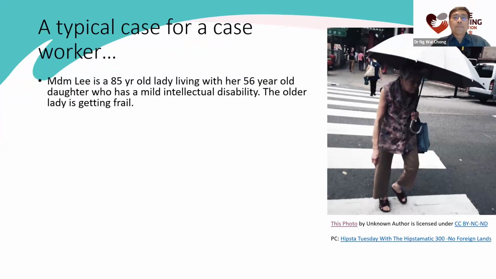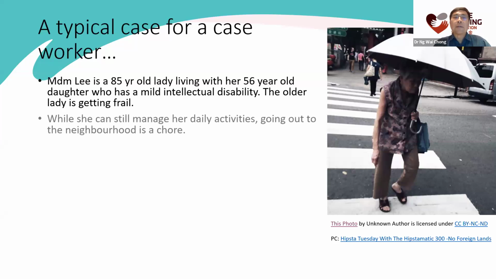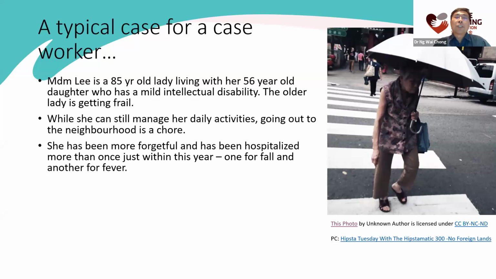This is Madam Lee. She's an 85-year-old lady living with her 56-year-old daughter who has mild intellectual disability. The older lady is getting frail, and while she's still able to manage her ADL, going out to the neighborhood is getting more and more difficult for her. Why? Because she's more forgetful. She has been hospitalized more than once just within this year. One was for a fall, another for fever.